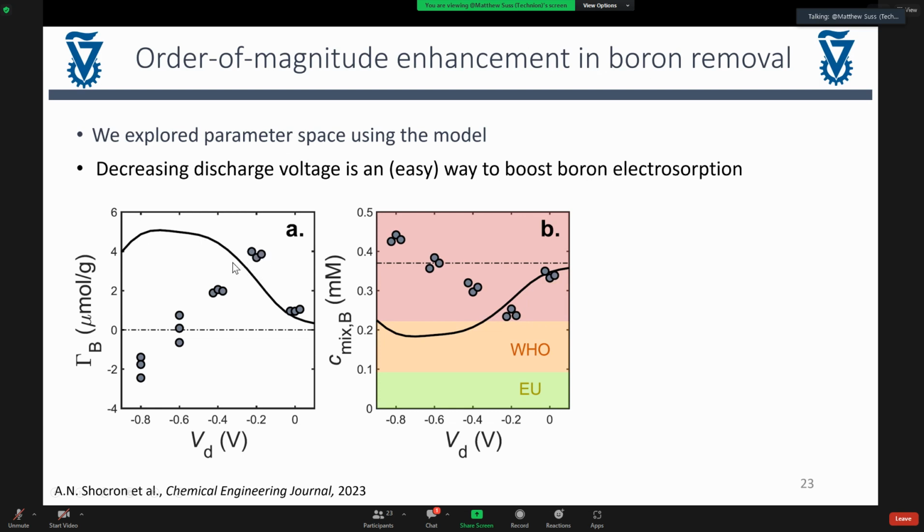Now, the model and experimental trends did not really follow each other so nicely. There's some discrepancy between model and experiment, but the basic concept of reducing discharge voltage and getting higher boron electroabsorption was demonstrated in both the model and the experiment. And that allows us to get enough boron in a single pass to just about get to the WHO limits in a single pass. And you can imagine a bit better cell engineering would remove more boron per pass, because now we're electroabsorbing enough boron to feasibly treat RO permeate in a single pass.